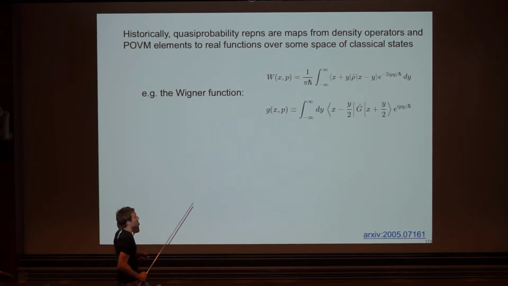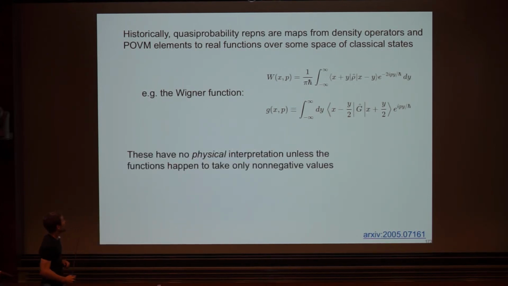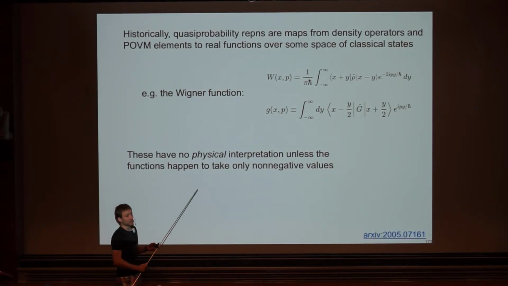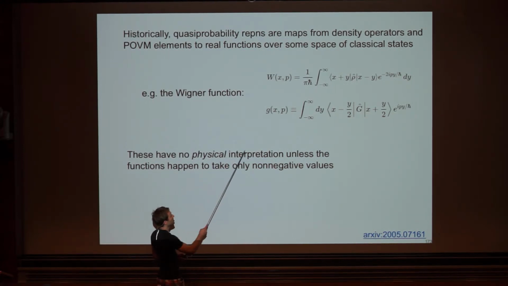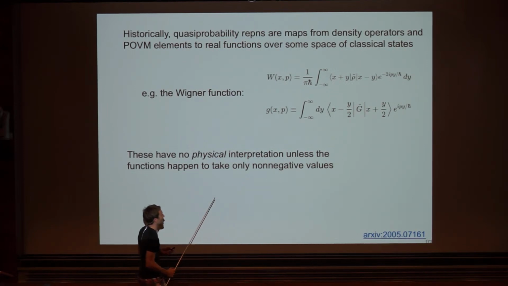And similarly, you can represent Hermitian operators using this, and then you can compute probabilities from these two using classical probability theory. And the problem with these approaches is that they have no real physical significance in general, because in general, these real values here go negative. For some quantum states and for some effects, these values go negative.